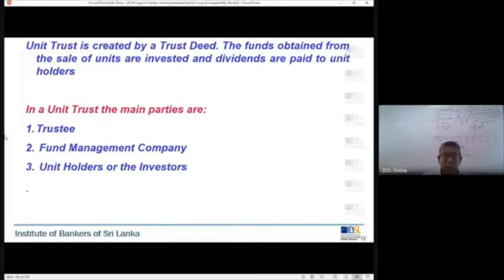First, the unit holder or investor, the person who goes and buys units from the unit trust. A unit trust is like a share, priced at Rupees 10. Say I invest one lakh rupees, going to the unit trust company. The company that handles the unit trust, we call the fund management company. That is one of the parties.